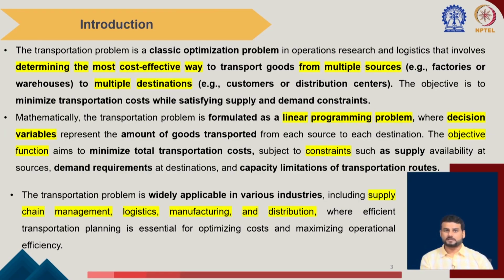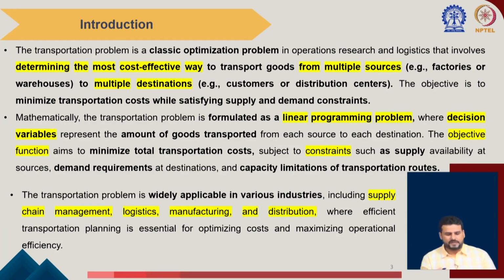So the transportation problem is a classical optimization problem, where we are talking about what we need to minimize: the transportation cost. So that means there will be some transportation cost objective function, and we need to minimize that cost. If it is profit, we need to maximize that profit function.